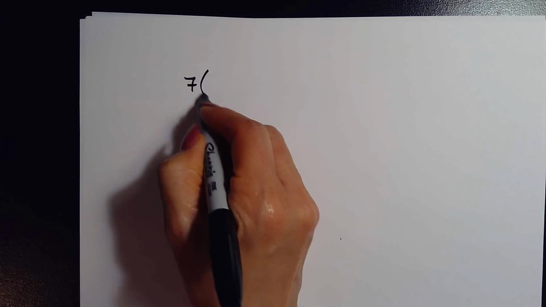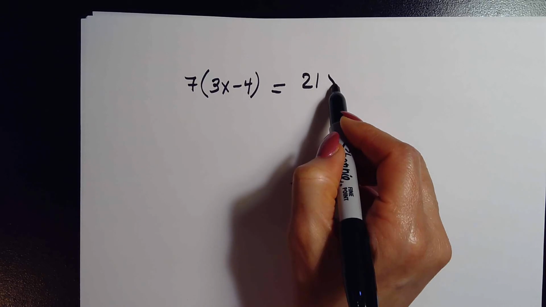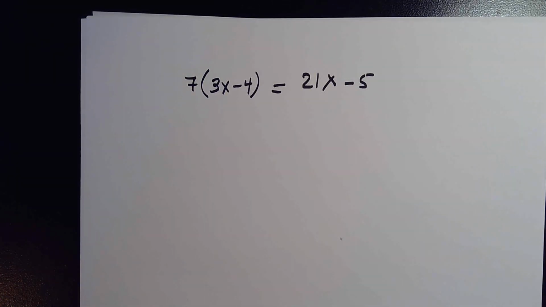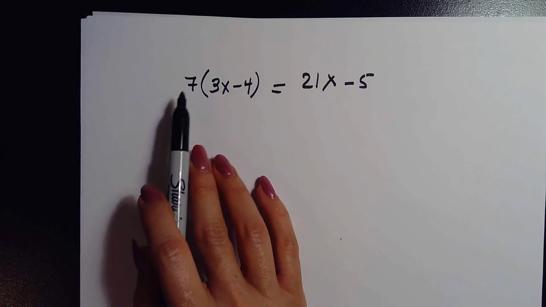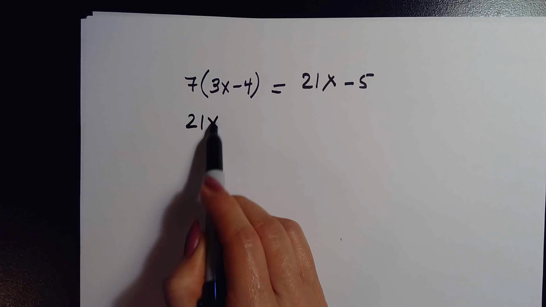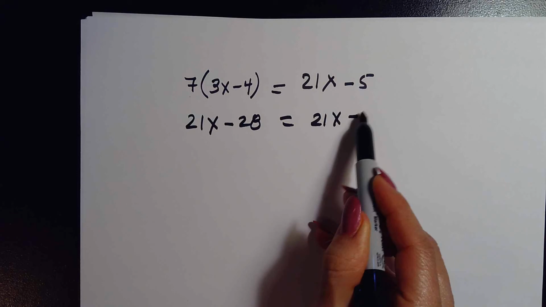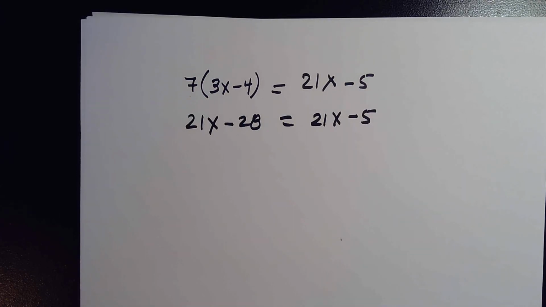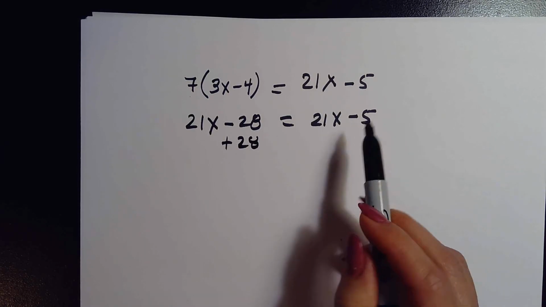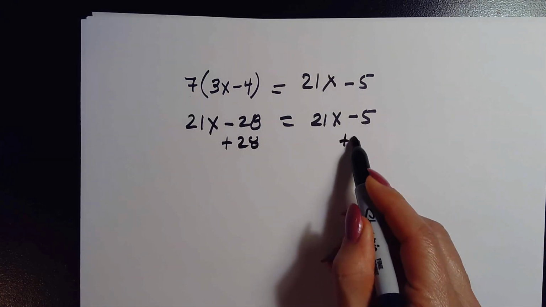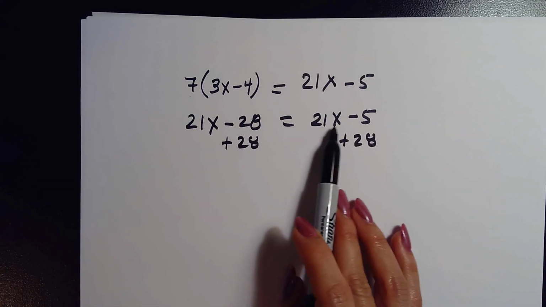So suppose we want to solve 7 times 3x minus 4 equals 21x minus 5. So first of all, I must multiply 3x minus 4 by 7 in order to get rid of these parentheses. So 7 times 3x is 21x. 7 times negative 4 is negative 28 equals 21x minus 5. And now we're going to add 28 to both sides. Why? I mean, you could have subtracted 21x. This is okay.